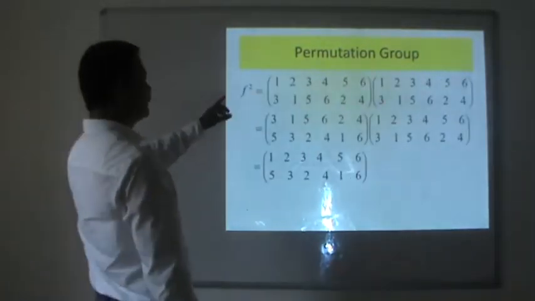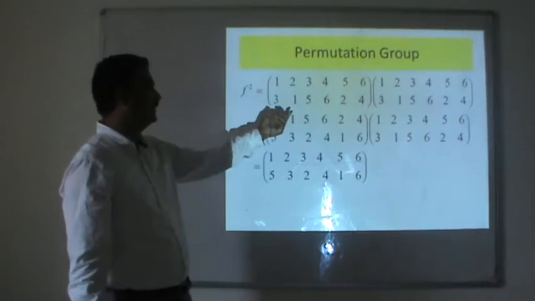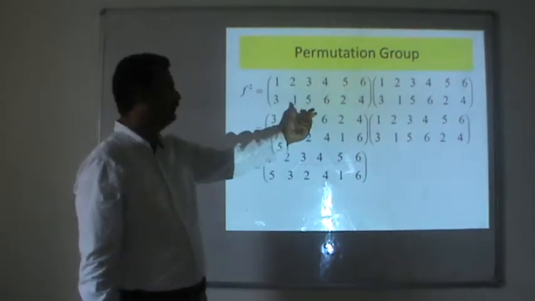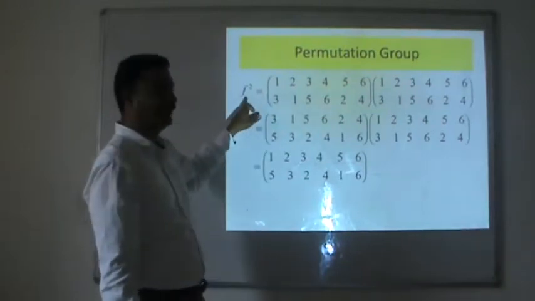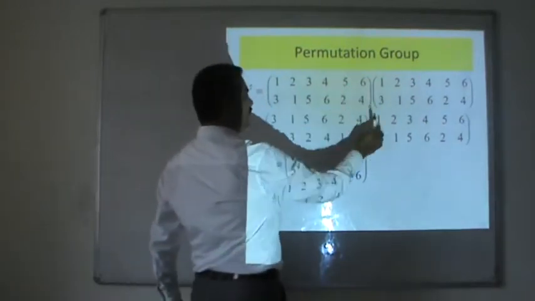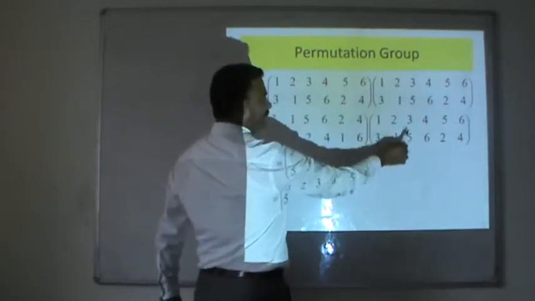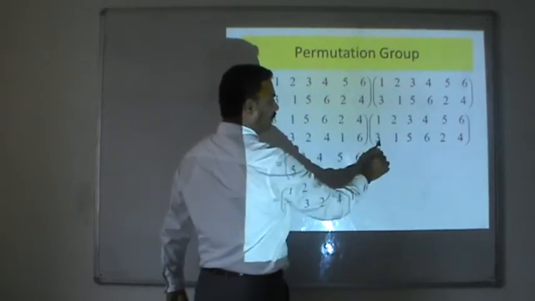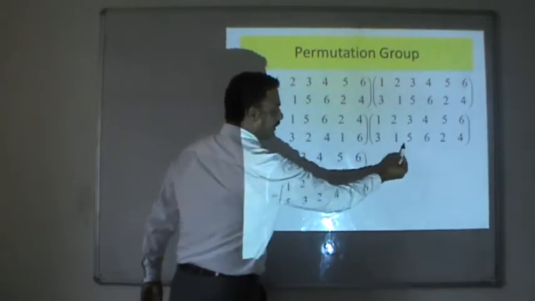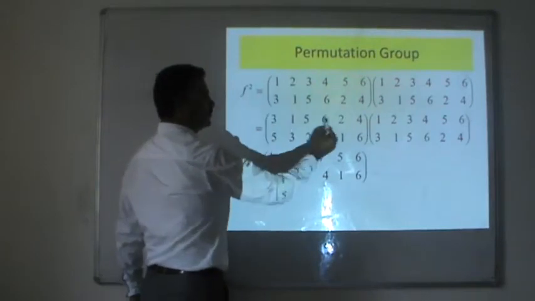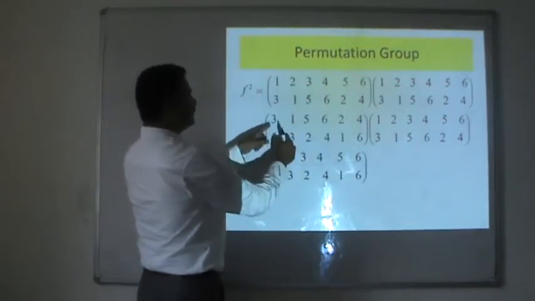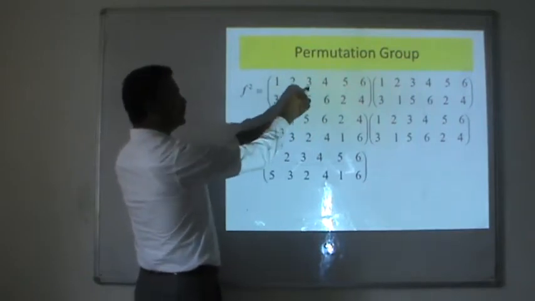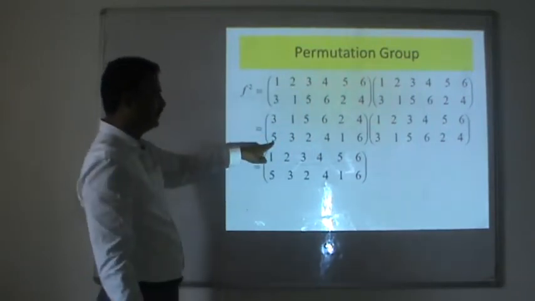Now we determine F square, meaning we write the permutation F twice as such. This is the same permutation. In order to find F square, we put F into F, and we rewrite the second one, which is the same F permutation as such, and the second row we put instead of the first row. So 3, 1, 5, 6, 2, 4. And in order to find these images, we observe from F that 3 goes to 5. So that's why we write 3 goes to 5.